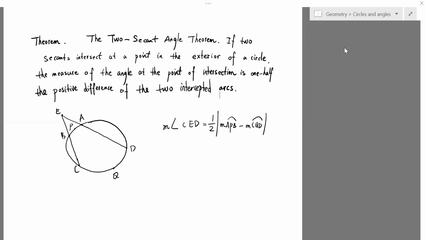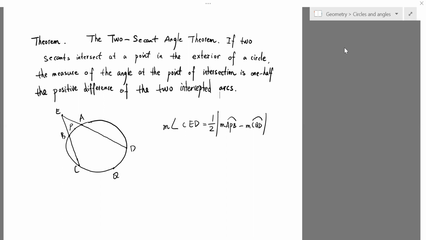This theorem is also quite closely related to the two-tangent angle theorem and the tangent-secant angle theorem. In fact, it's easy to see the resemblance in the statement of these theorems. So now let's look at the statement of the result.